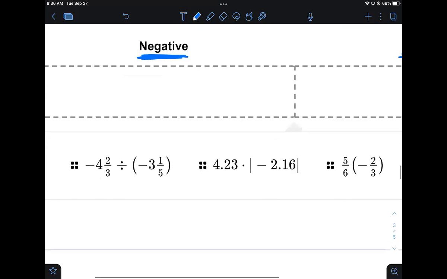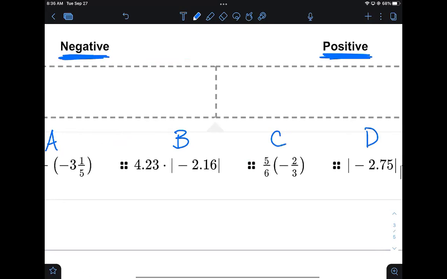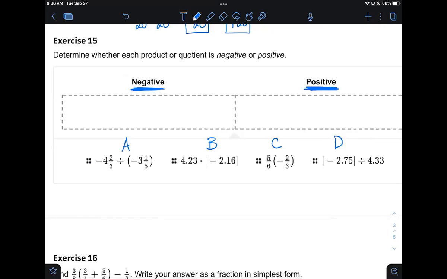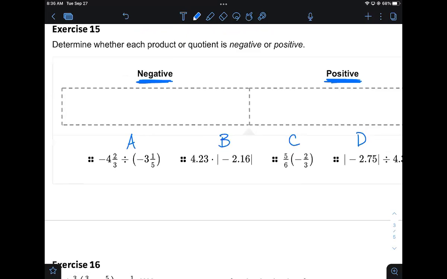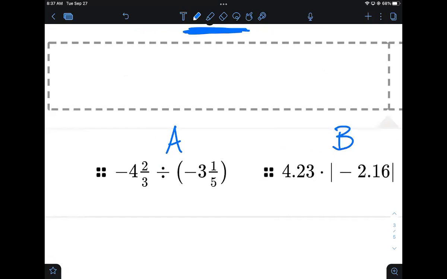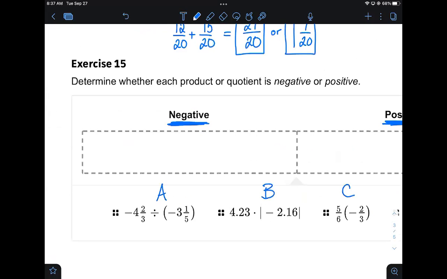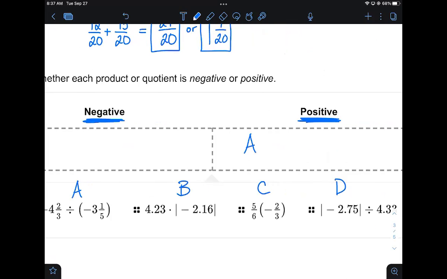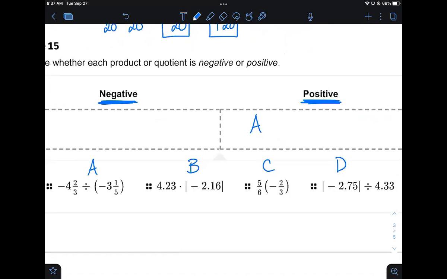To make this as simple as possible, I'm going to call this problem A, problem B, problem C, and problem D. And then all you have to do is write the letter of that problem underneath either the negative side or the positive side, depending on what we determine it to be. So let's look at problem A. Negative divided by negative. What kind of answer will I get, Miley? Positive. They will pair up and make a positive. That's right. So under the positive side, put letter A for problem A. It doesn't even ask us to do the problem, just wants us to determine if it's positive or negative.